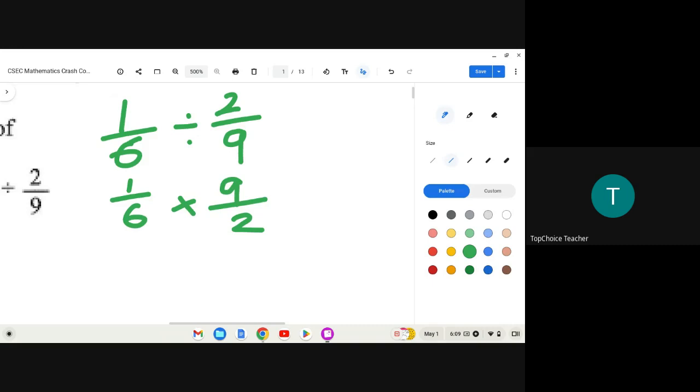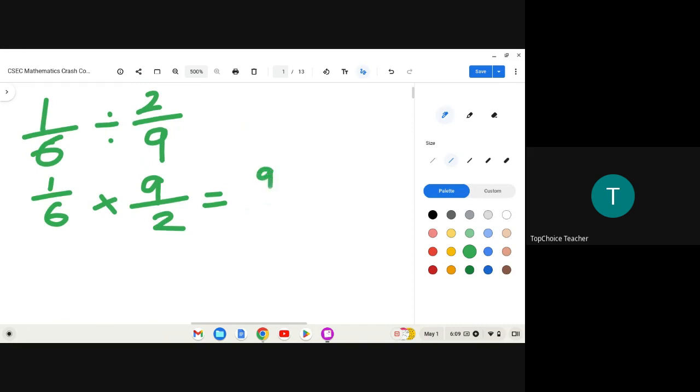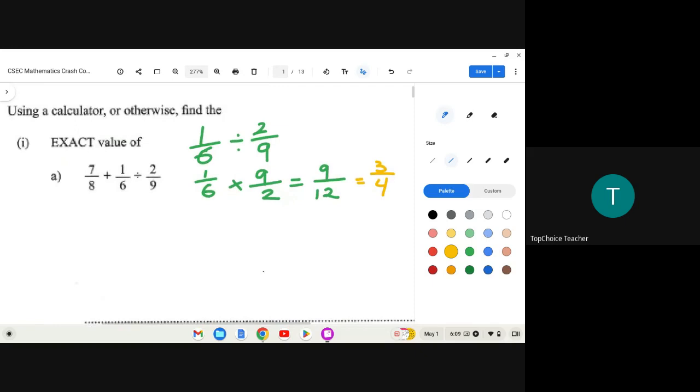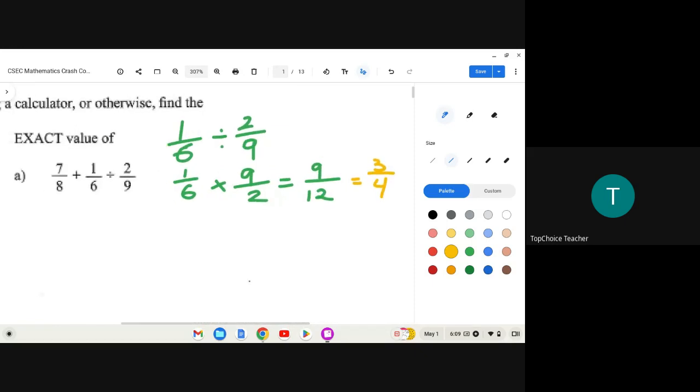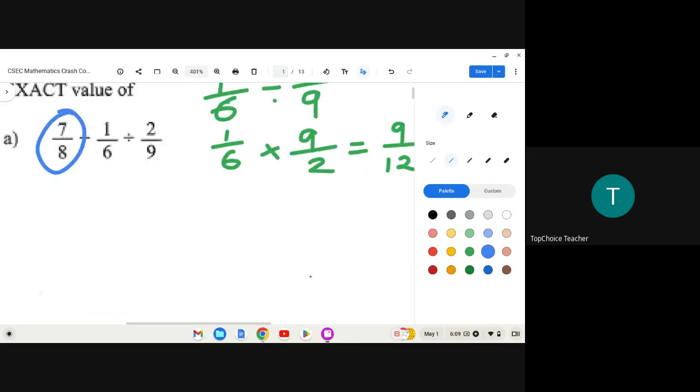We could reduce this a little bit, right? Or let's just multiply it across. 1 times 9 is 9, 6 times 2 is 12. Can't 9/12 be reduced a little bit? The 3/4. 3/4. Right. 1 times 3, 3 times 3 is 9, 3 times 4 is 12. So are we finished with the question? No. Very good. We still have something to do. We need to do the addition portion now.